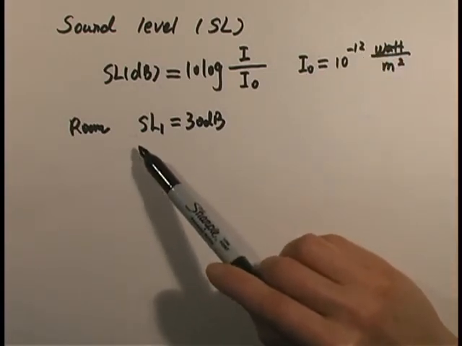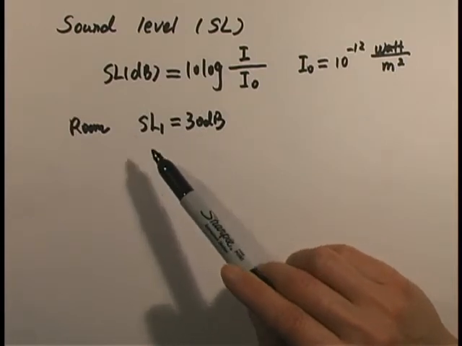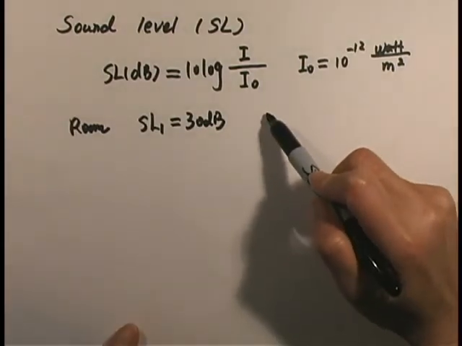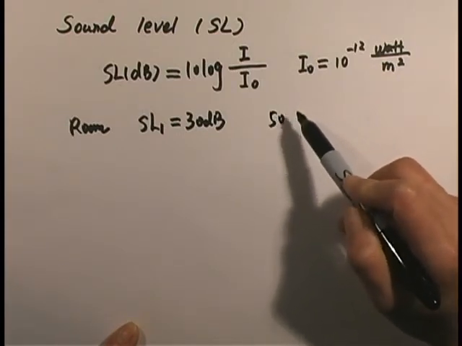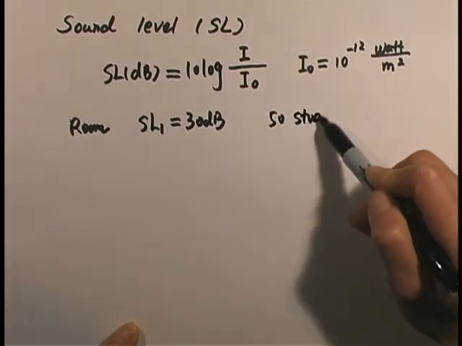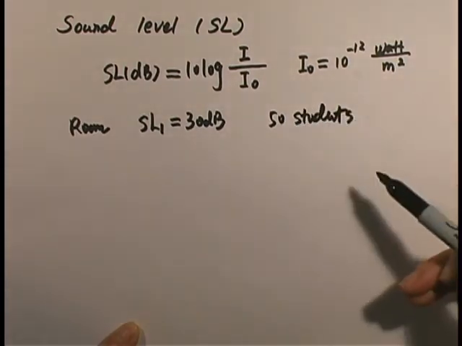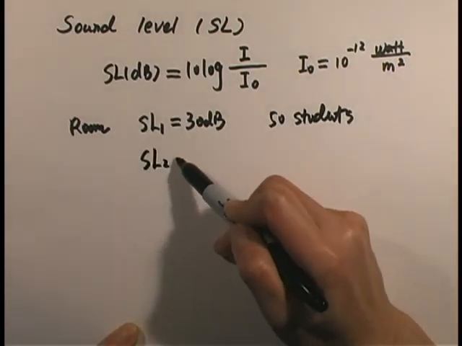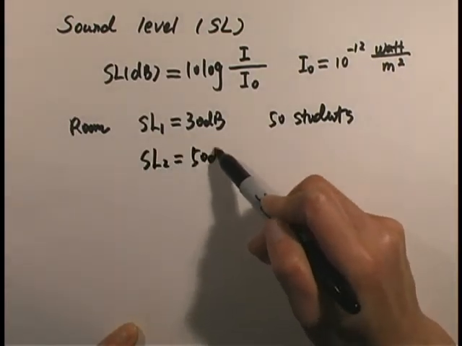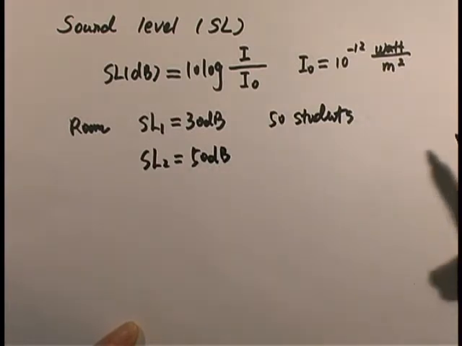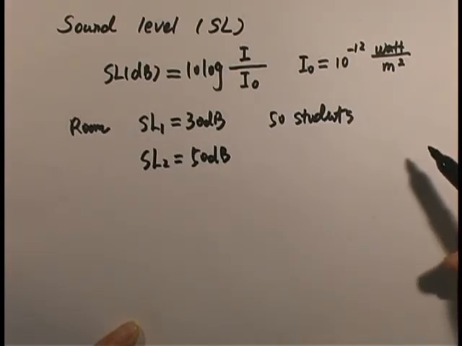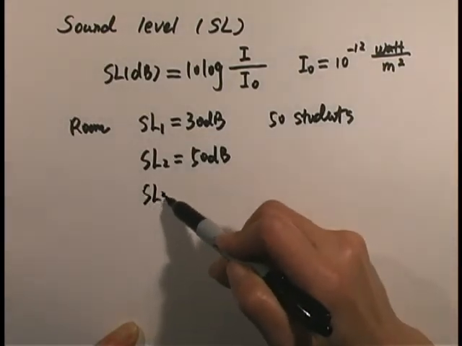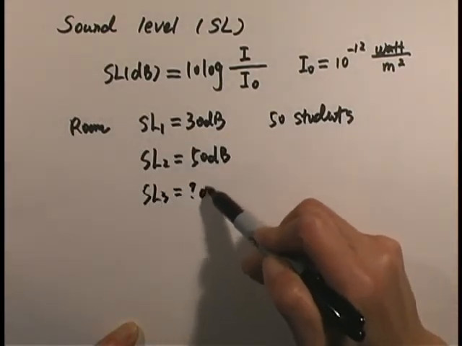Say there's a room with a sound level of 30 decibels without any students. Now, with 50 students taking an exam, assume that all of them are identical, the sound level SL2 is 50 decibels. Now the question is, what if I have only 25 students in the room taking an exam? What will be the sound level? That is SL3, which is unknown. How do we solve this problem?